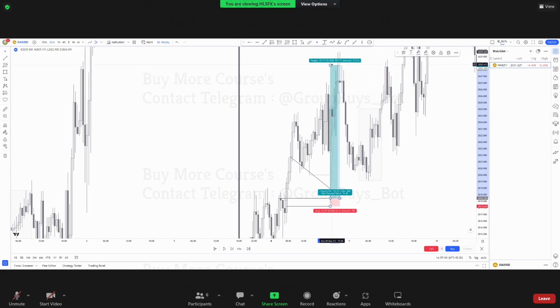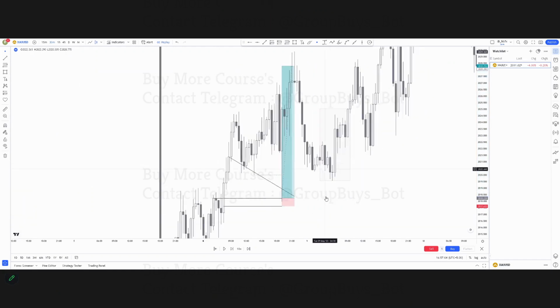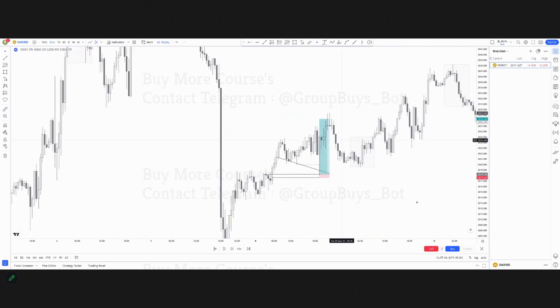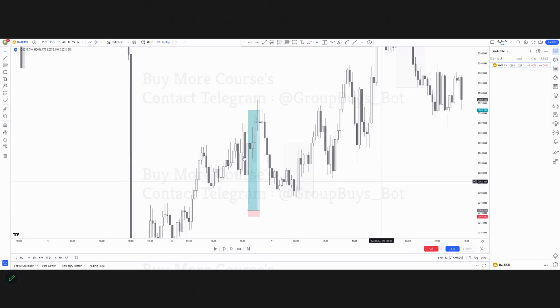Okay, so here is your TP, 100 pips. TP at 100 pips here. Okay, so now that's one of your entries. Let me take off this. Okay, again, what do we have?